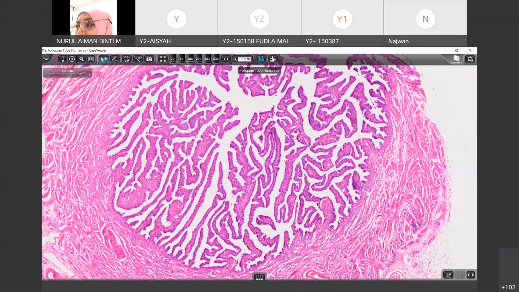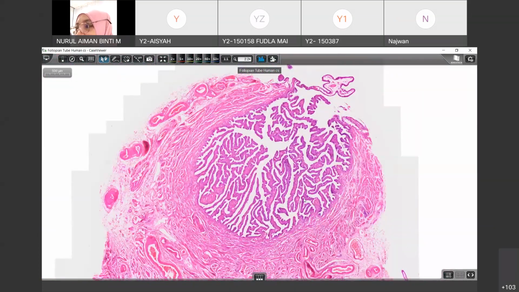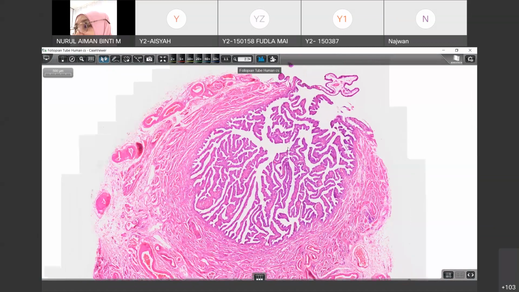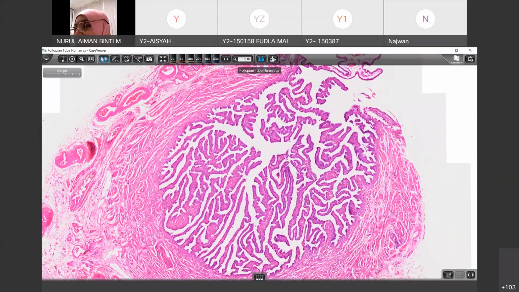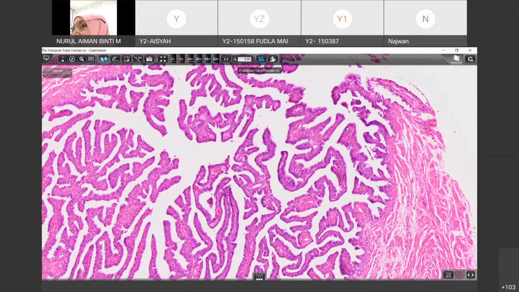Alright, so this part is very compact, the lumen is almost very small. Which part of the uterine tube is this? I mentioned it to you yesterday. Which part contains a lot of the mucosal layer of the uterine glands? Ampulla.